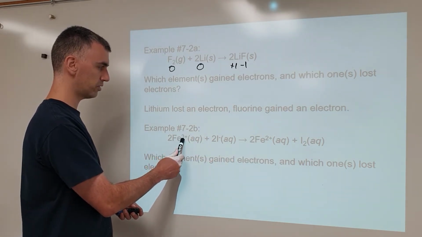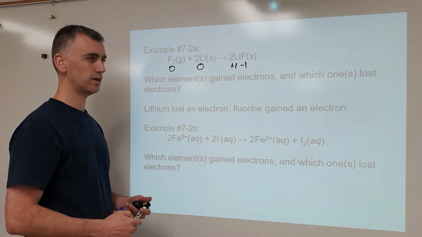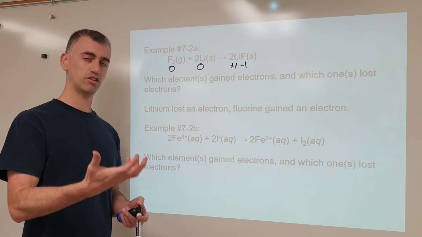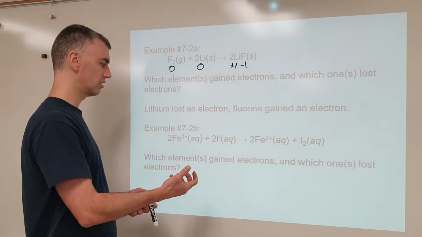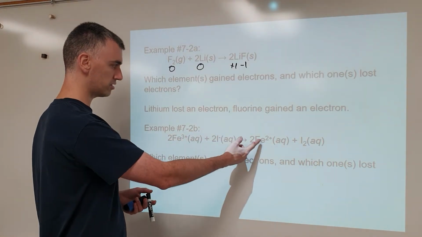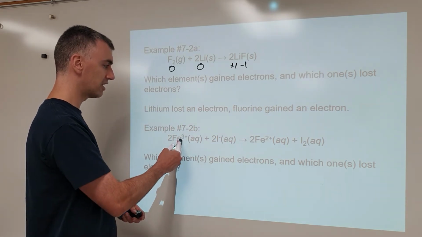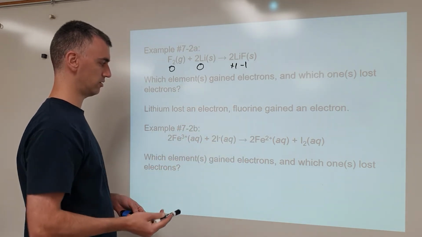So the iron went from +3 to +2. So do you add an electron to make it less positive, or do you subtract an electron? Well, adding an electron adds negative charge, and that would indeed pull it down from +3 to +2. So I'm going to say the iron gained an electron.